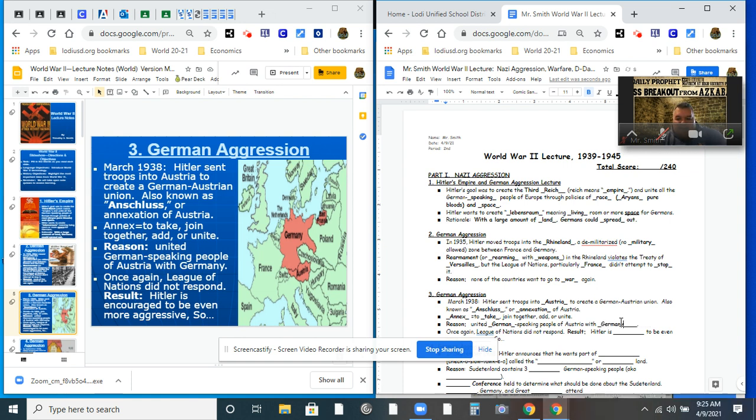So what does the League of Nations do about this? Well, that whole not wanting to go to war thing still existed. And so the League of Nations really didn't do anything. So when the League of Nations does nothing after remilitarizing the Rhineland, after taking Austria, Hitler goes, so I can basically do whatever I want. They're not going to do anything. And he does.